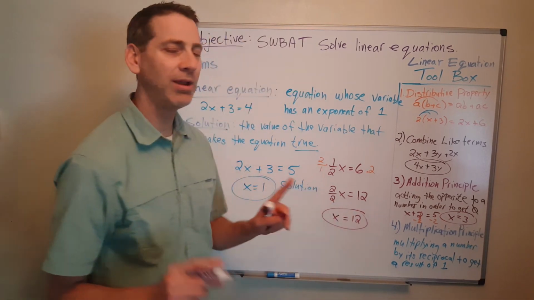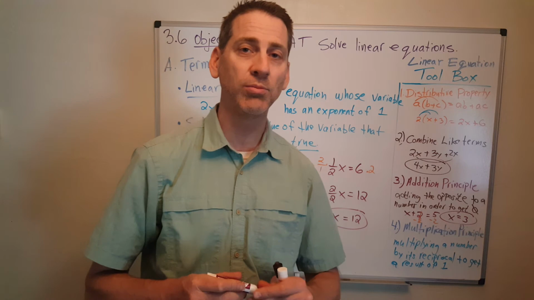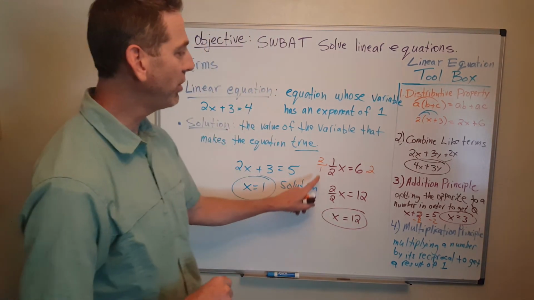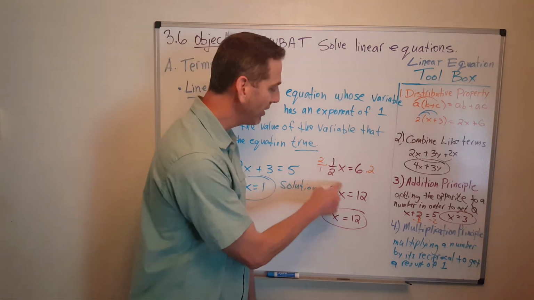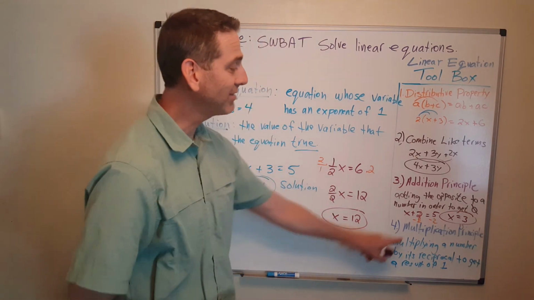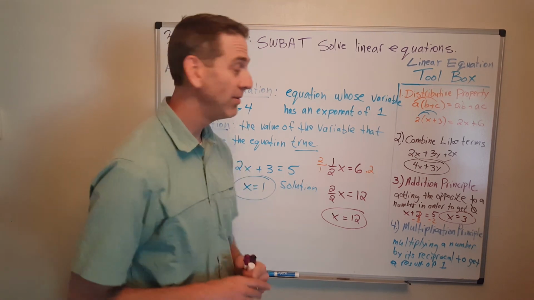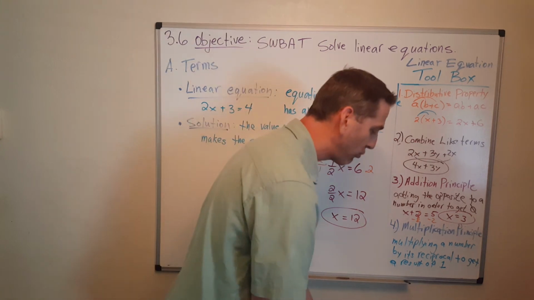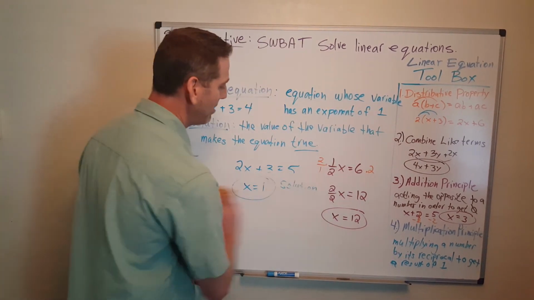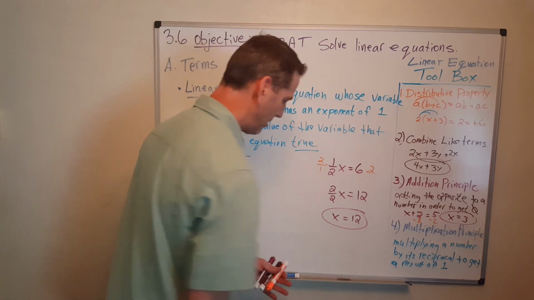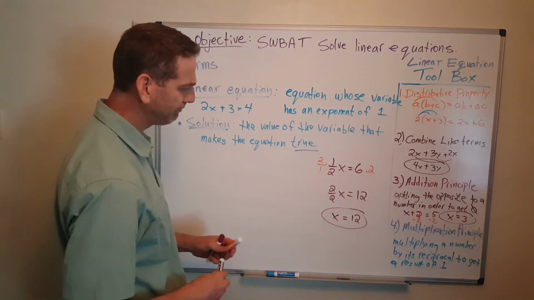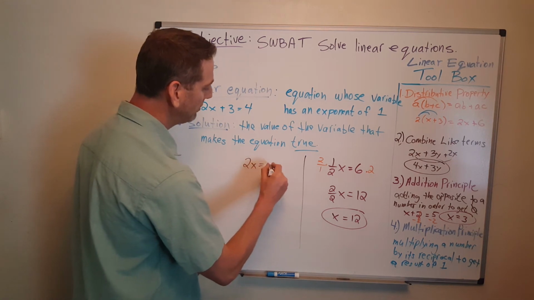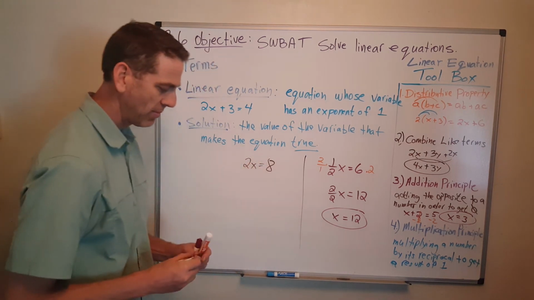So anytime you multiply a number by its reciprocal, the answer is 1. Always. Anytime you multiply a number by its reciprocal, you're always going to get a 1. So that's the multiplication principle. Now, most of you probably have not learned it that way. Most of you have probably seen it this way. Let's make some more room here. So let's say I had 2x equals 8.